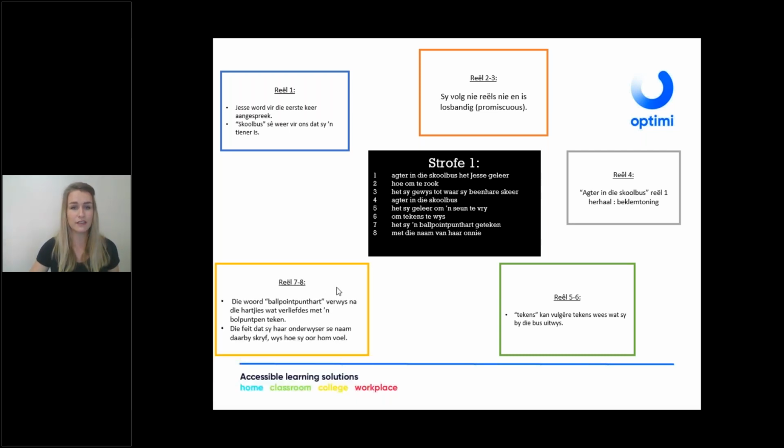And then verse 7 to 8. Het sy 'n ballpoint punt hart geteken met die naam van haar onnie. A ballpoint punt hart. That's a type of pen. You know that you get a ballpoint pen. So that is what you usually do when you draw a heart for someone. So she used that to draw a heart, and she wrote her teacher, her onnie's name at that heart. The fact that she wrote the onderwyser's name at that heart just shows how she feels about him.